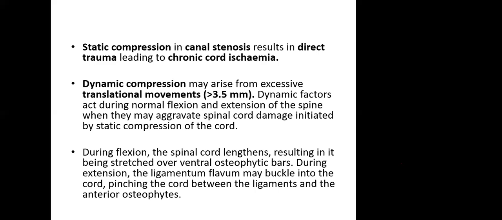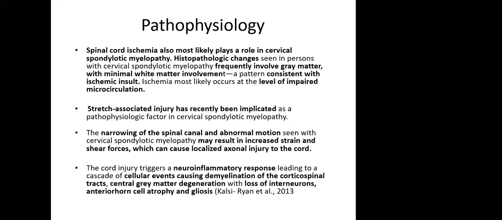While the dynamic processes may arise from translational movement of more than 3.5 millimeters, these dynamic factors occur in such a way that during normal flexion, the spinal cord lengthens, resulting in it being stretched over a ventral osteophytic bar. While during extension, the ligamentum flavum comes into play, as it may buckle into the cord, pinching the cord between the ligaments and the anterior osteophytes.